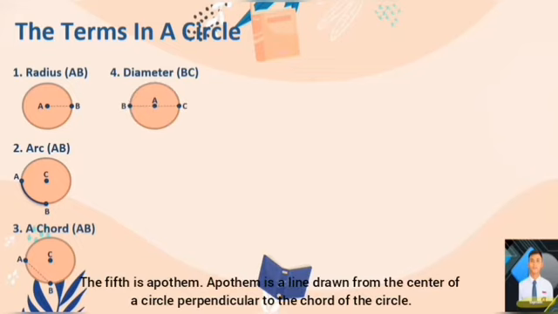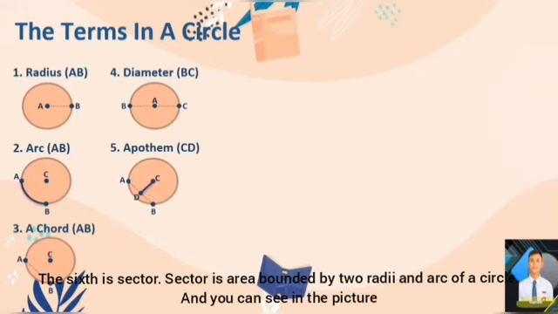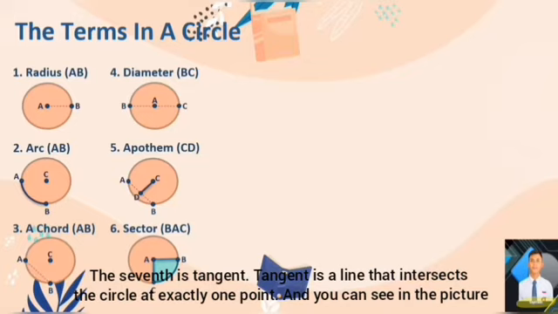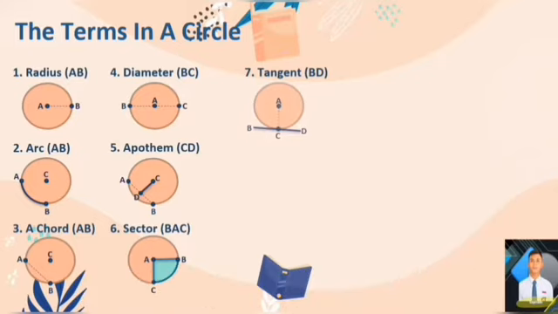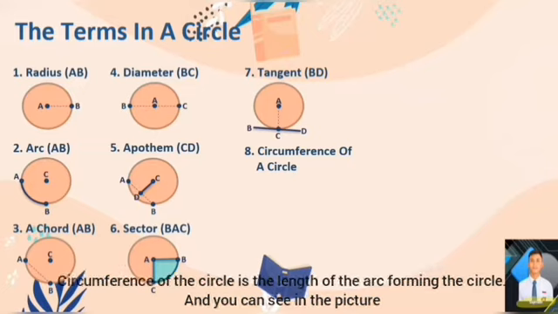The fifth is apothem. An apothem is a line drawn from the center of a circle perpendicular to the chord of the circle, and you can see in the picture. The sixth is sector. Sector is the area bound by two radii and an arc of a circle. The seventh is tangent. Tangent is a line that intersects the circle at exactly one point. The eighth is circumference of the circle. Circumference of the circle is the length of the arc forming the circle, and you can see in the picture.